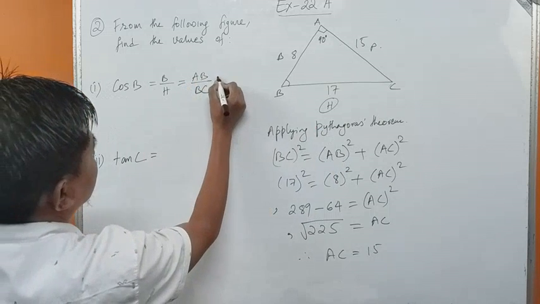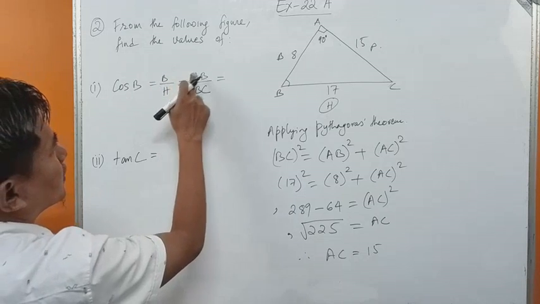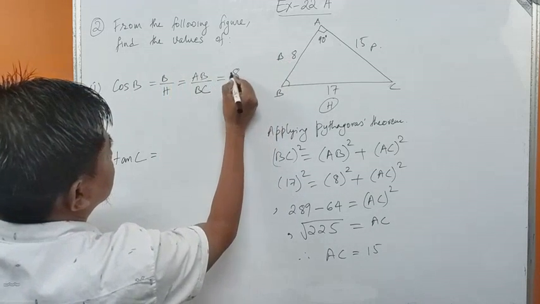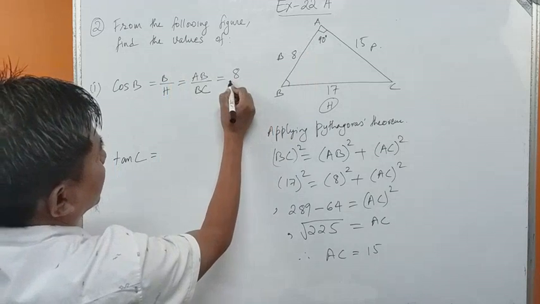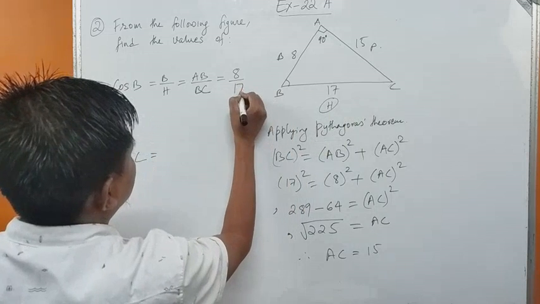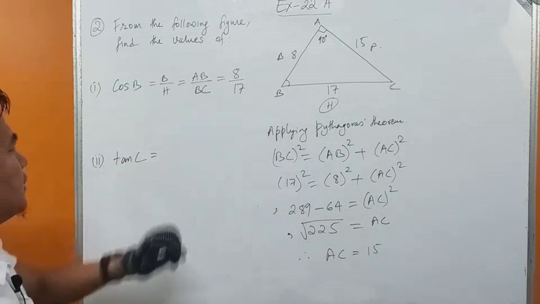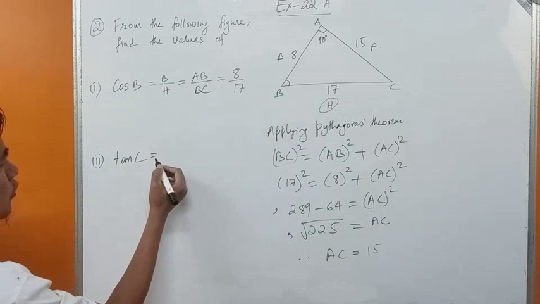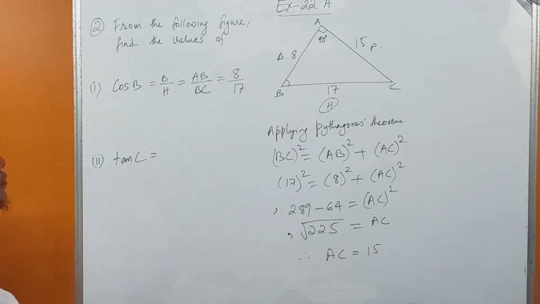Okay, now what is AB? AB is 8, isn't it? AB is 8. And what is the hypotenuse BC? BC is 17. So the value of cos B is 8 upon 17. This is a proper fraction, so we need not change it into a mixed fraction.